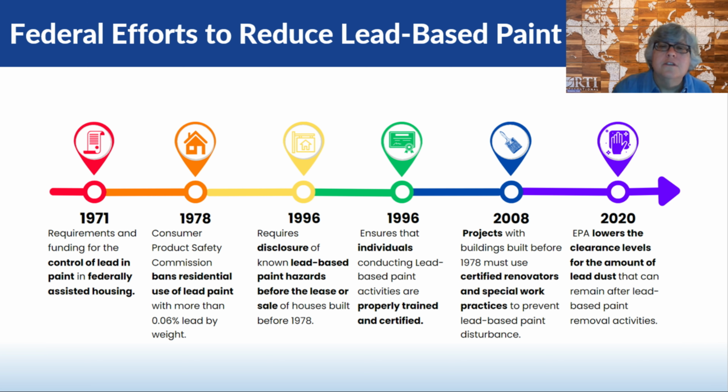There are a few key areas of regulation that have helped to reduce exposure to lead-based paint in the United States. An initial rule was passed in 1971 that prohibited lead-based paint in some residential structures, which was strengthened in 1978 with a ban by the Consumer Product Safety Commission on all residential uses of lead-based paint. In 1996, the lead disclosure rule was passed that required the disclosure of known information on lead-based paint before the sale or lease of most housing built before 1978.